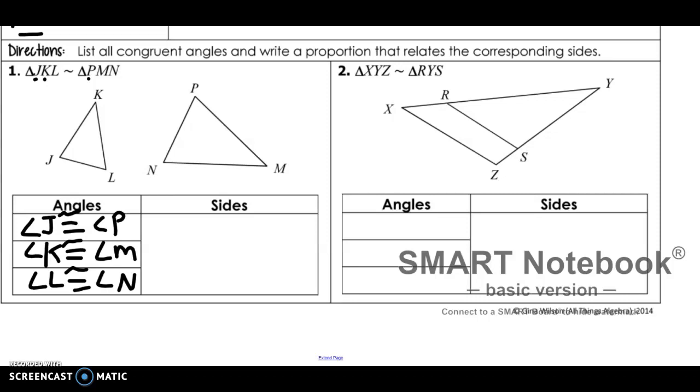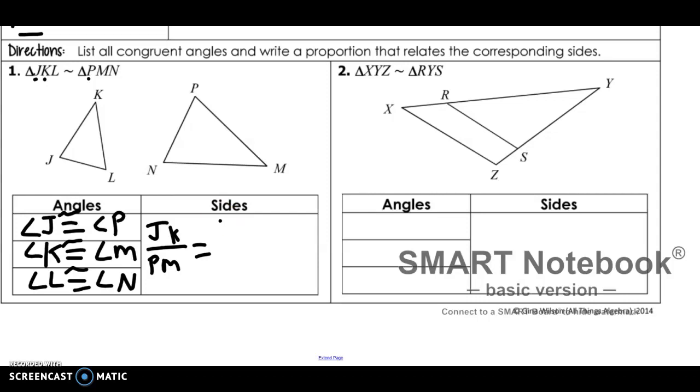Okay, so I have side JK. Since that one's on top, the same side has to go on the bottom. So JK would be over PM. Since these figures are similar, any similar sides should all be the same ratio, or the same scale factor.